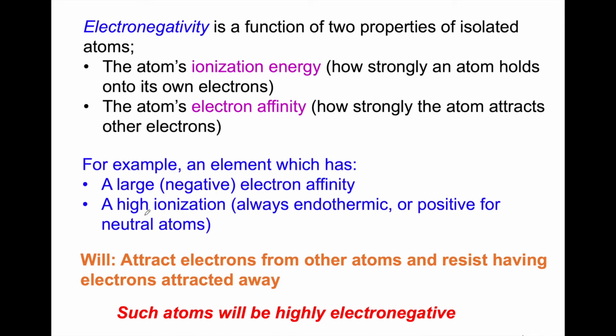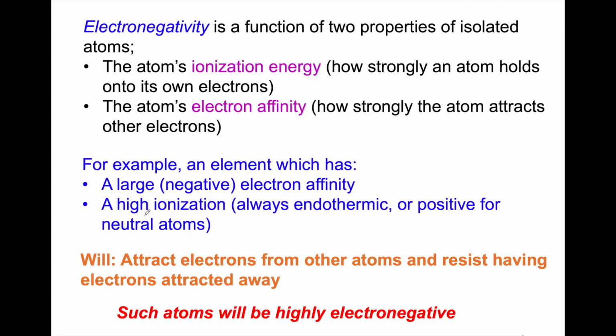So EN, or electronegativity, is actually a function of two properties of isolated atoms. First, their ionization energy, which is how strongly an atom holds onto its own electrons. And second, the atom's electron affinity, which is how strongly the atom attracts other electrons. In this slide, I have one example here.